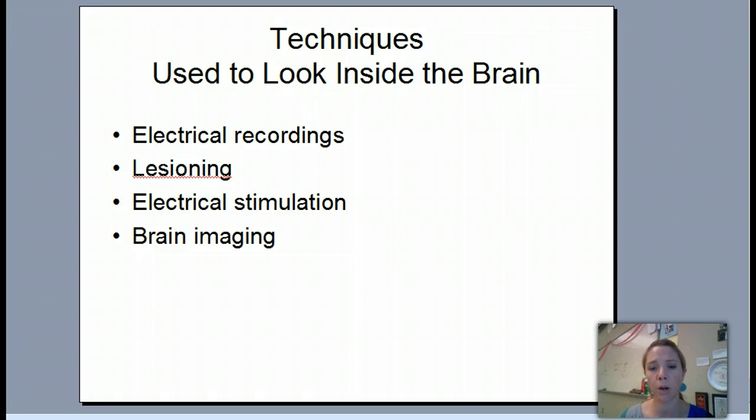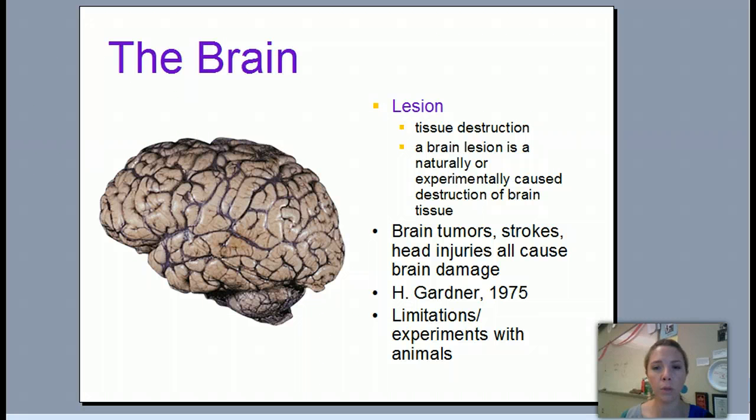the brain. A couple of them are imaging, so actually looking at pictures, and a couple of them are like looking at electricity and then lesioning. Okay, so we're going to be looking at electrical recordings of the brain, lesioning, stimulation, so stimulating parts of the brain and what they do, and then imaging, so actually making pictures of the brain. So let's start with a lesion.